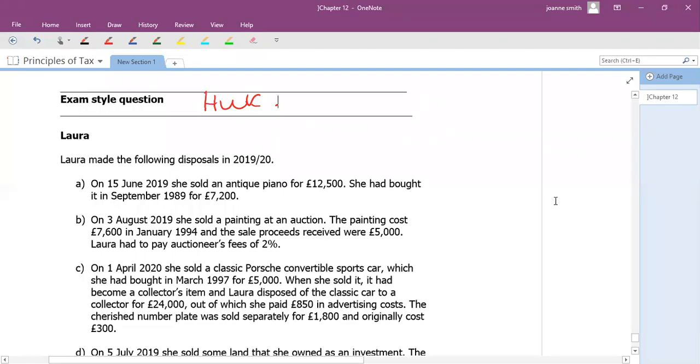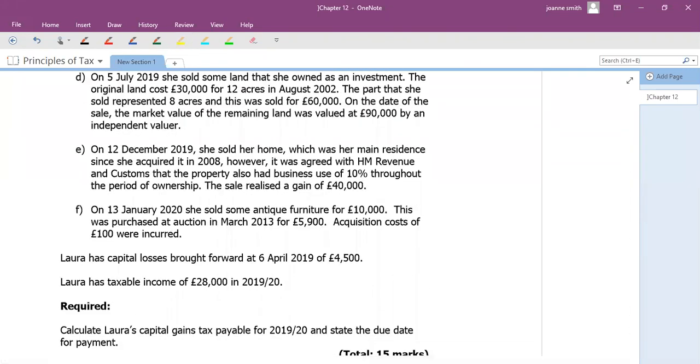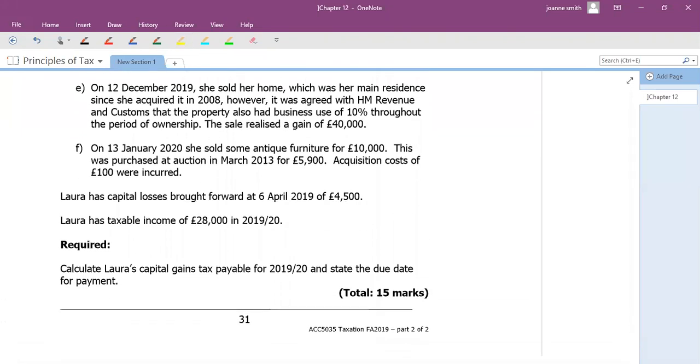So let's have a look at this exam style question. In your exam, you're going to have a question where you're going to have to do something like this. It may not be a compulsory question, so you might be able to avoid it, but it's quite a nice topic area to have a go at. This example's 15 marks. Again, it might be slightly more or slightly less, but at least it gives you an idea of the style.